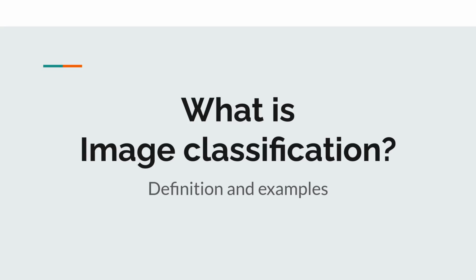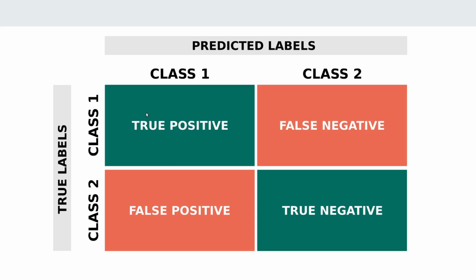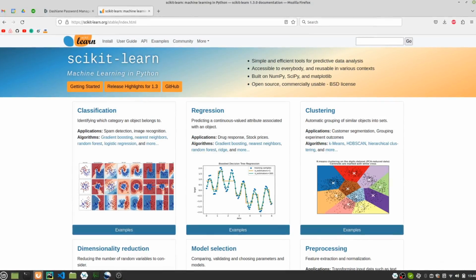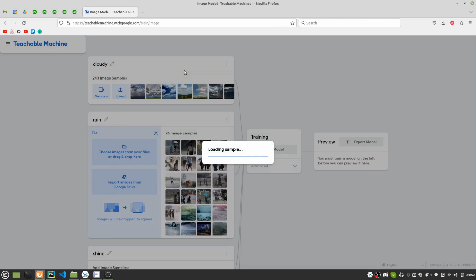This is a fully comprehensive course and I'm going to teach you everything you need to know to get started with image classification, which is one of the most important techniques in computer vision. I'm going to cover the fundamentals and I'm also going to show you 3 different ways to train your own image classifier: the Python library Scikit Learn, the most recent version of YOLO V8, and a 100% no-code online platform called Teachable Machine.